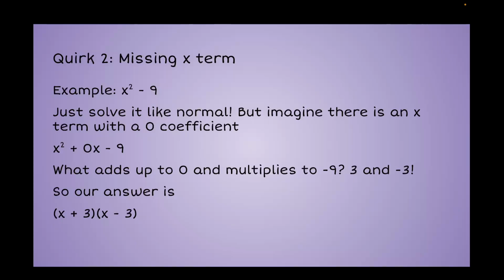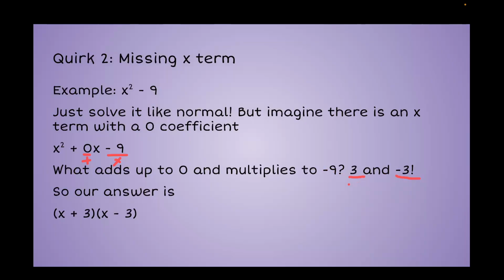Okay, sometimes you're going to run into problems without an x term, so you're missing this term in the middle. We're basically going to solve it as normal, but you need to imagine that there's an x term here in the middle with a 0 coefficient. And then, as always, you ask what adds up to 0 and multiplies to -9. You're going to realize that it's 3 and -3.